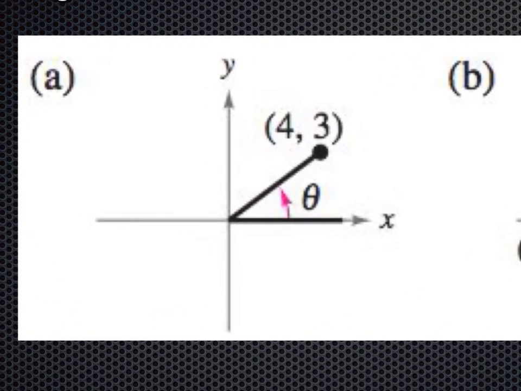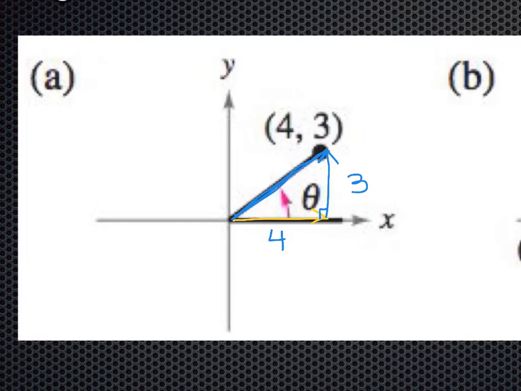So in A, this is the point (4, 3), which means you're moving to the right because that's your x, 4. And you're moving up because that's your y, 3. This forms your right triangle. And the radius is the side that connects them, which would be the hypotenuse.